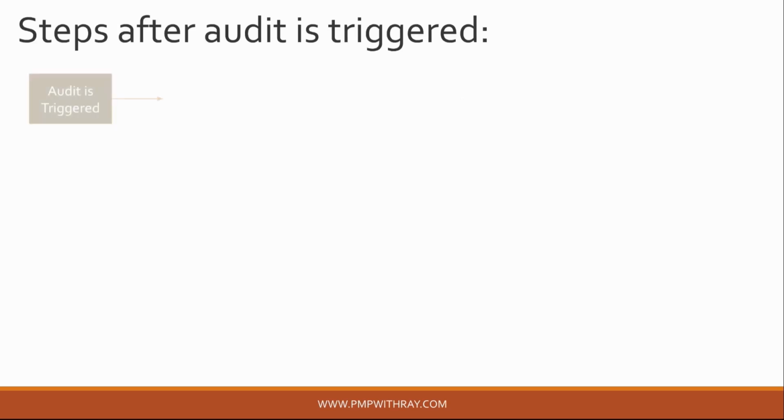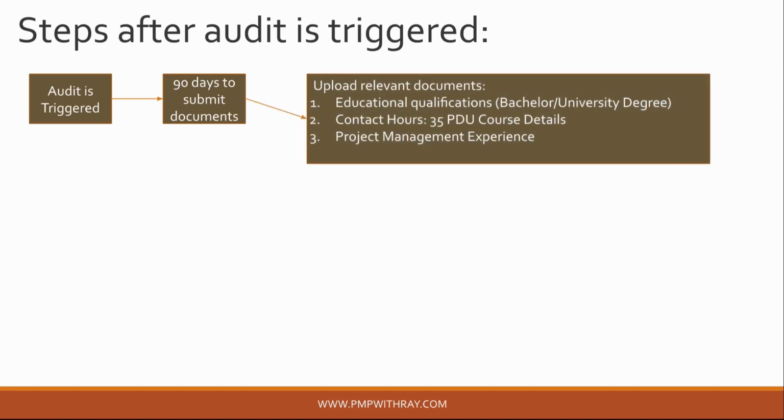So once an audit is triggered, guys, on your PMP application, you have 90 days to complete the entire process, okay? PMI will notify you via email regarding the entire audit procedure and which documents you need to upload on the portal as evidence for whatever you have declared in your PMP application. Now these can be all of these 3 items or maybe a single item on the screen, as you see, depending on your PMP application and depending on the red flag which PMI has raised on your PMP application.